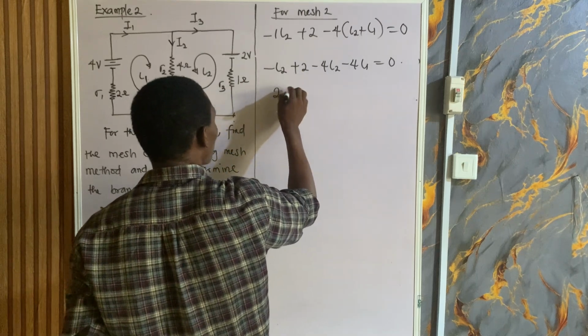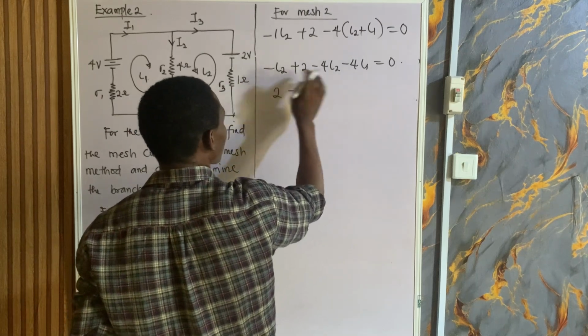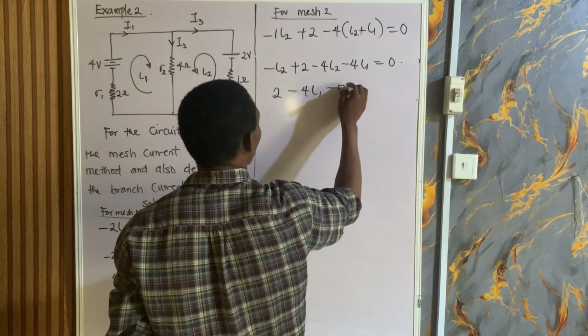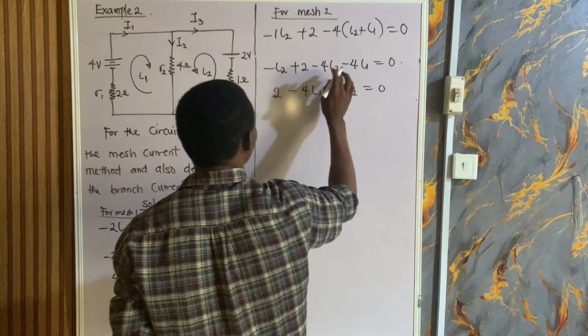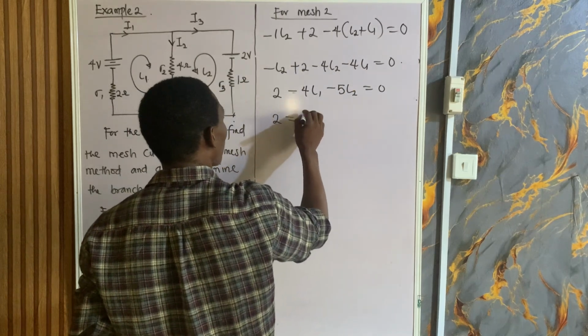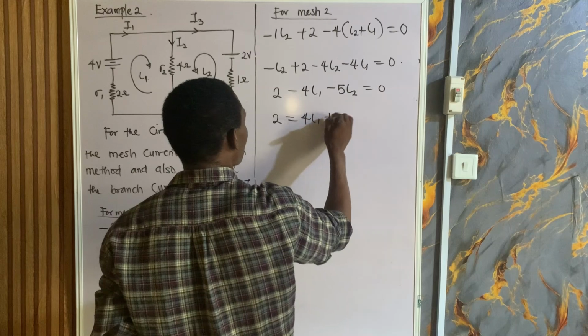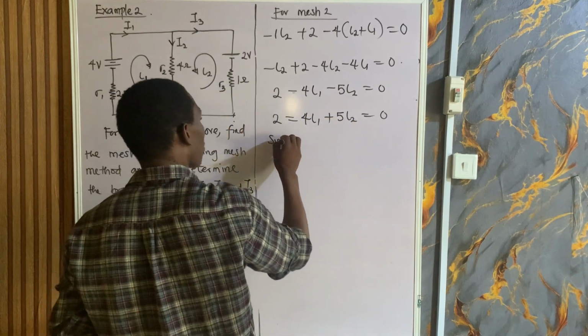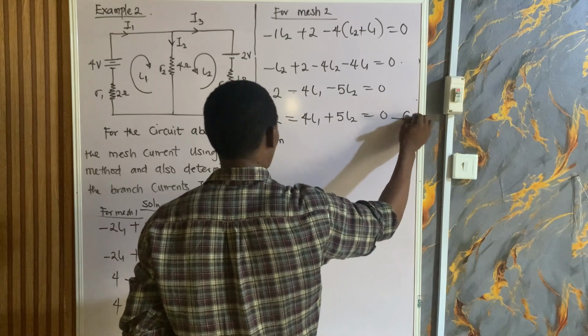This will give us 2 minus 4I1 minus 5I2 is equal to 0, because this added to this gives minus 5. So eventually this will give us 4I1 plus 5I2 is equal to 2. So simultaneously solving now equation 1 and 2. This is my equation 2.